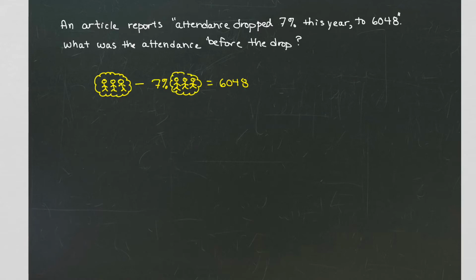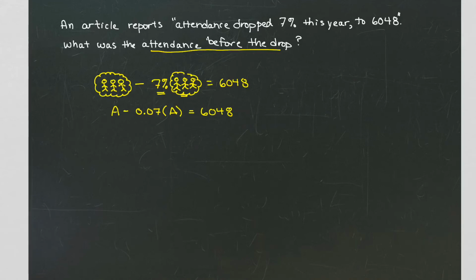Well, let's just let A be the attendance before the drop, okay? So A, and then if I subtract from it 7% or 0.07, I will get the new amount. But remember, percents don't ever stand by themselves. We always take 7% of something, which means I'm going to take 0.07 and multiply it by A. And that's going to give us 6,048. Now this is a simple algebraic equation, and I'm going to go forward and solve it.